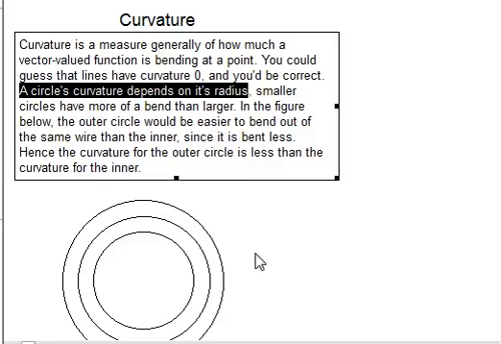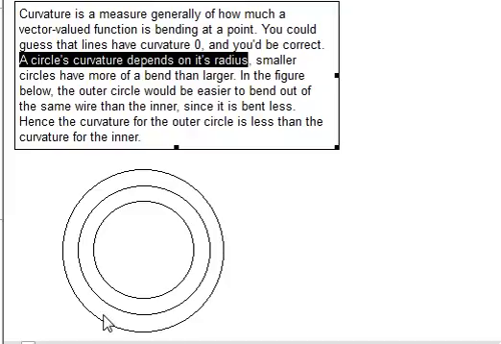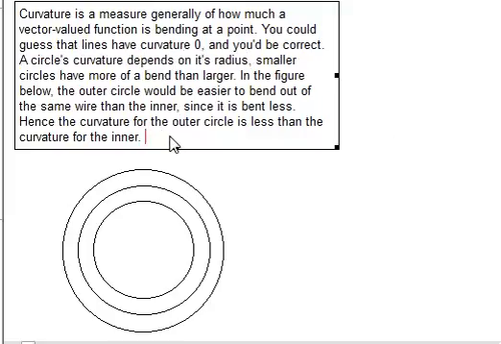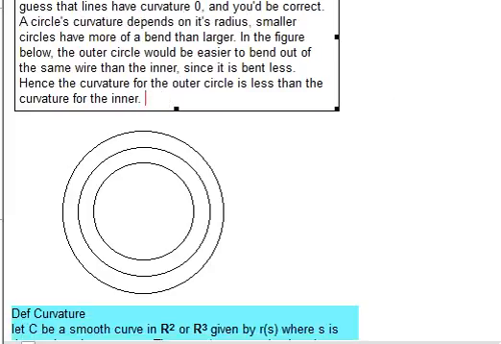since it's bent less. In other words, we had a big piece of wire, but it was pretty heavy wire. It would be harder to bend this one than it would be to bend this one, because the curvature of this one, the outside one, is less than the curvature of the inside circle. Hence, the curvature for the outer circle is less than the curvature of the inner. So there's curvature. I hope you understand that.